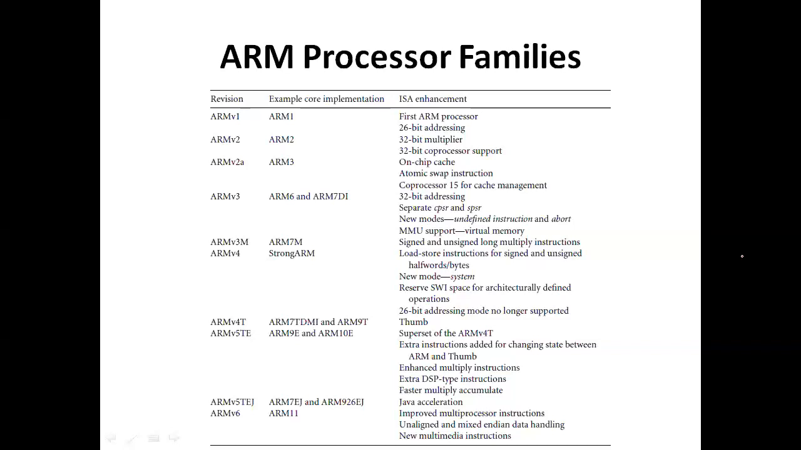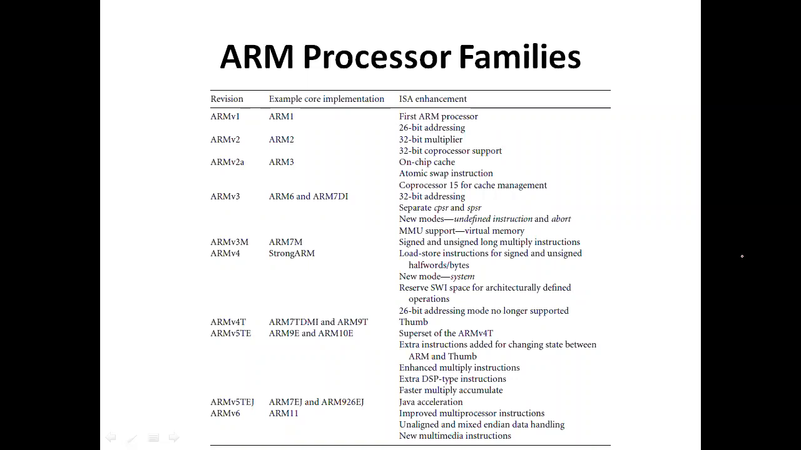ARM version 4T includes ARM 7 TDMI and ARM 9T. T stands for Thumb instruction. That secondary instruction set was provided only from ARM version 4T onwards. Any processor that belongs to ARM7 TDMI supports Thumb, which is a secondary 16-bit instruction set that allows higher code density. Next, ARM version 5 TE.